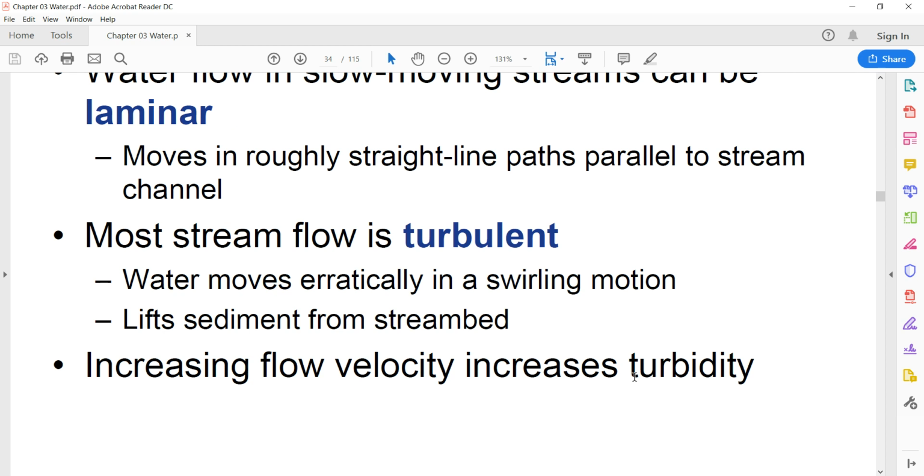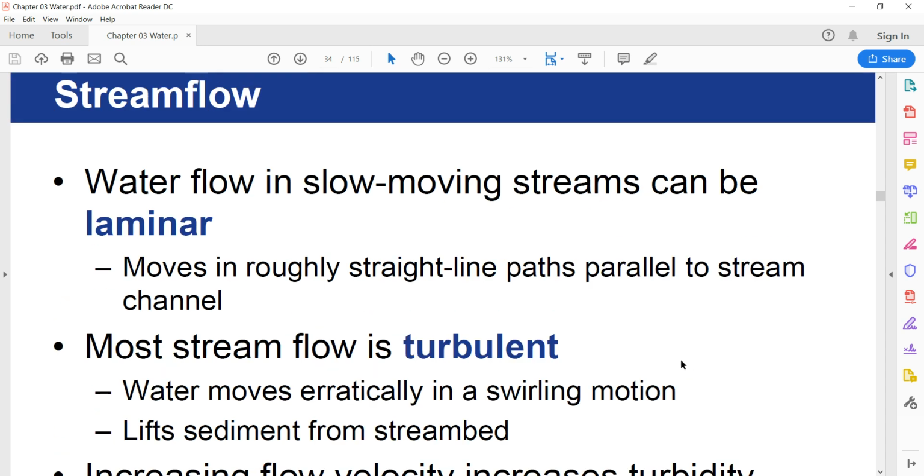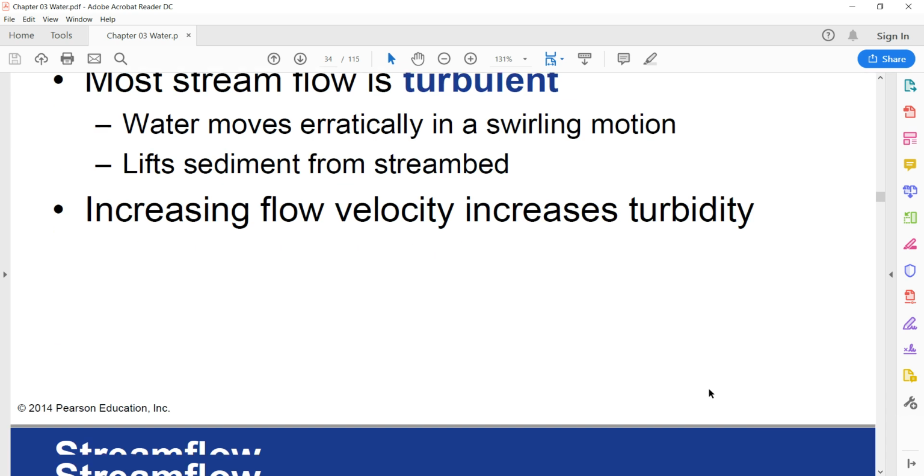Turbidity is the term used to indicate how dirty the water is, how much sediment is mixed up in the water. Sometimes you can think about it if you go to the beach: if the water is quiet, it's very clean. On the other hand, when there is strong wave action, the waves tend to mix a lot of sand in the water. That will increase the turbidity, or the dirtiness of the water. That also controls the visibility in the water, right? If the water is quiet and clean, then you can see to a much farther distance. So increasing flow velocity increases turbidity. In turbulent flow, the turbidity will be higher. In the case of laminar flow, the turbidity is relatively low.